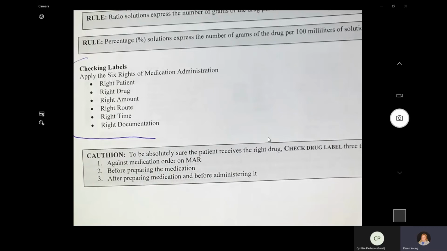Before preparing the medication, so you're checking your medications and then you're getting ready to prepare it, double check that medication again. Double check your dosage, what the doctor's ordered against the dosage that you have on hand. And then after preparing the medication and before administering it, because sometimes you'll prepare the medication off in another room, and then when you go to administer it, double check again.